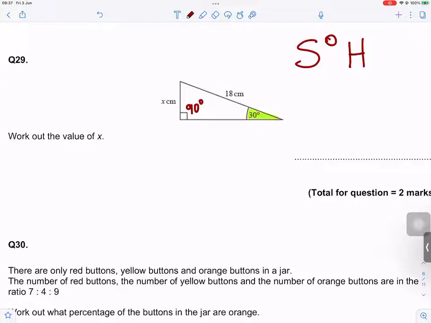SOH. Yes. Somebody says sine, cos, and tan. So SOH CAH TOA. That's very good. We've got those 3 things here, and we have to decide which one to use.